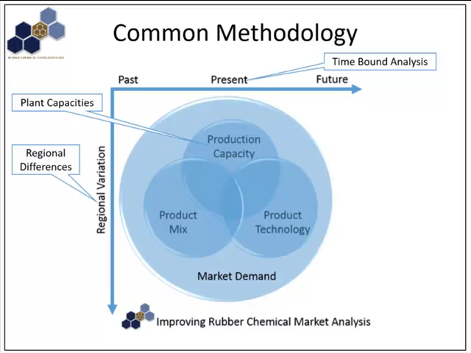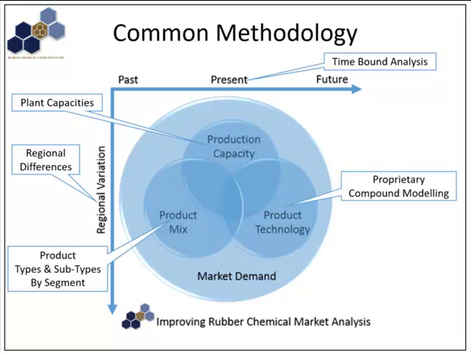Production capacity is most effectively represented by individual plant manufacturing capabilities. Production capacity must also be rationalized for product mix. This is done by type, for example passenger car tires, and subtype, for example passenger car winter tires. Technology of the product types and subtypes must be properly represented. This is achieved by proprietary compound modeling.